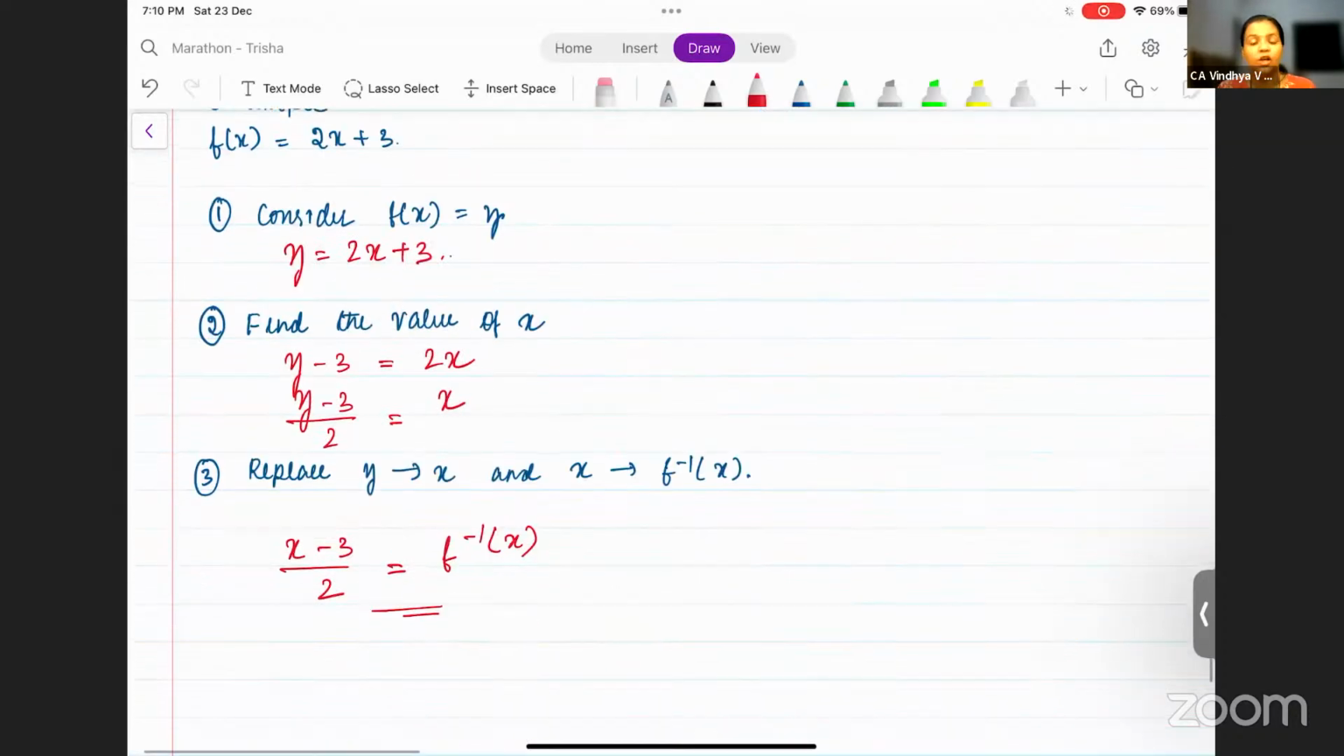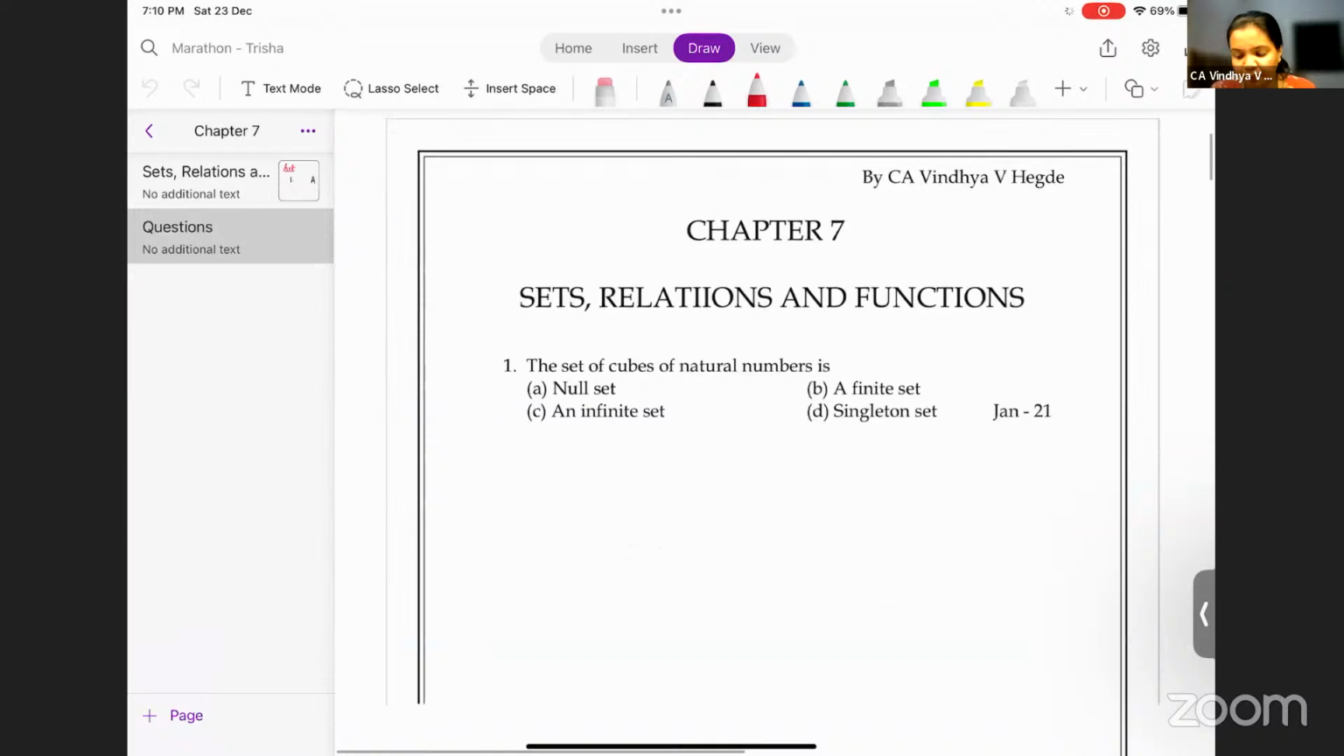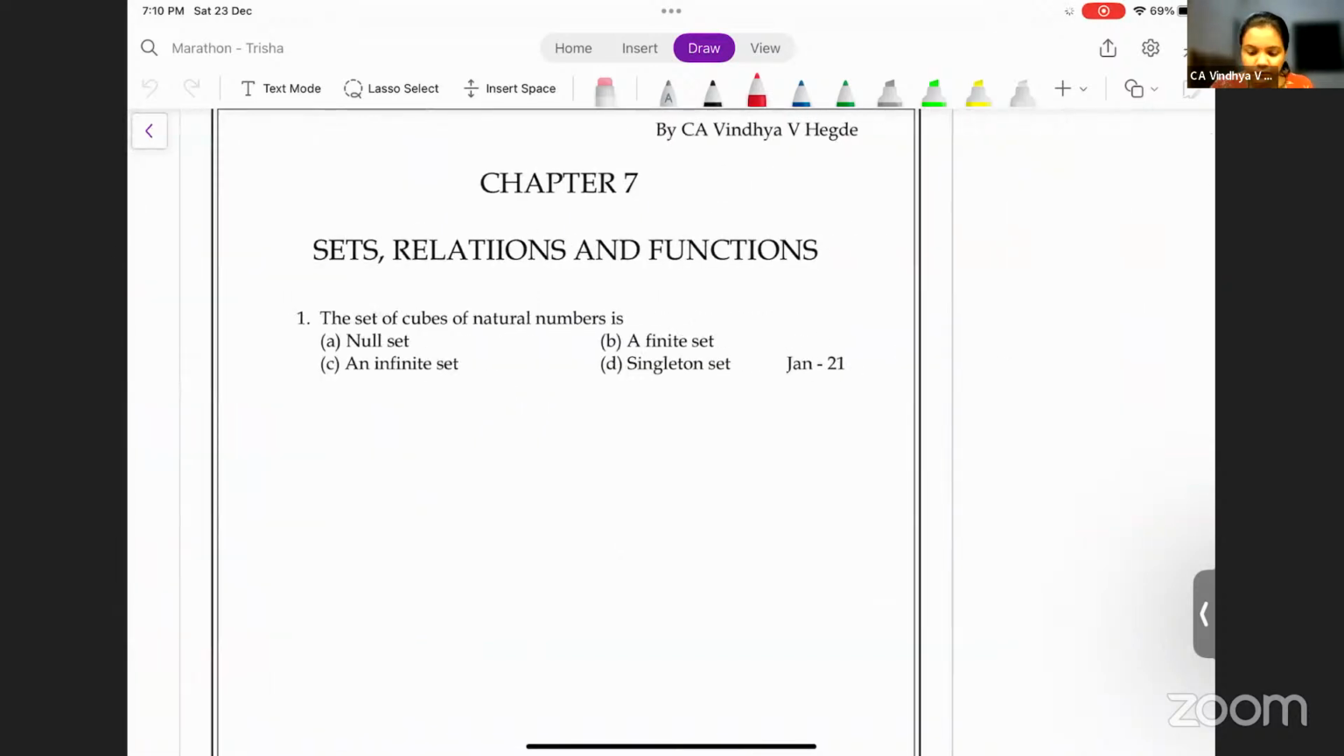Is this clear? Yes. With this, we are done with set relations and functions. We'll quickly take up the questions. I hope it is clear.